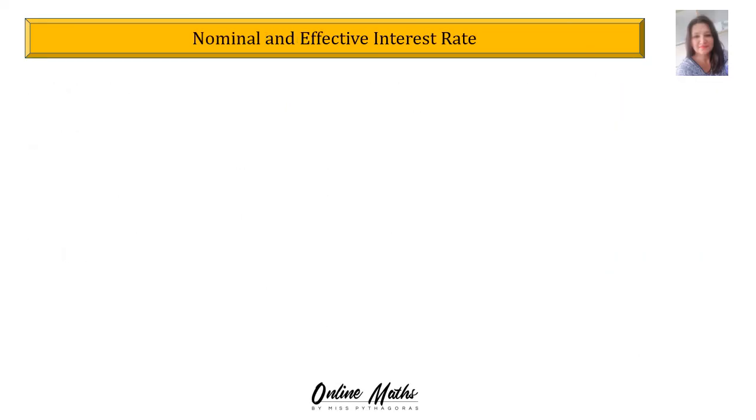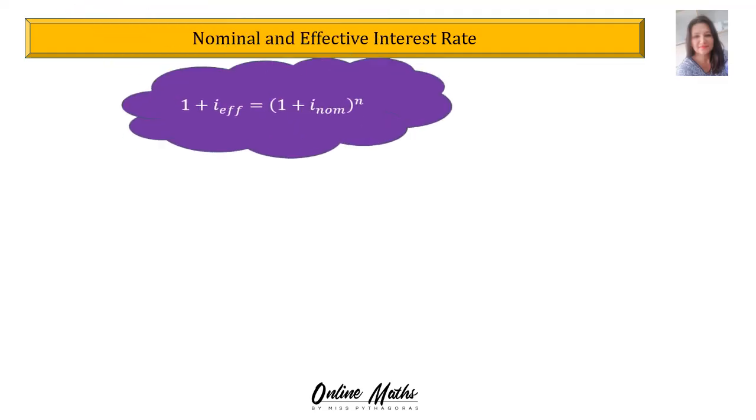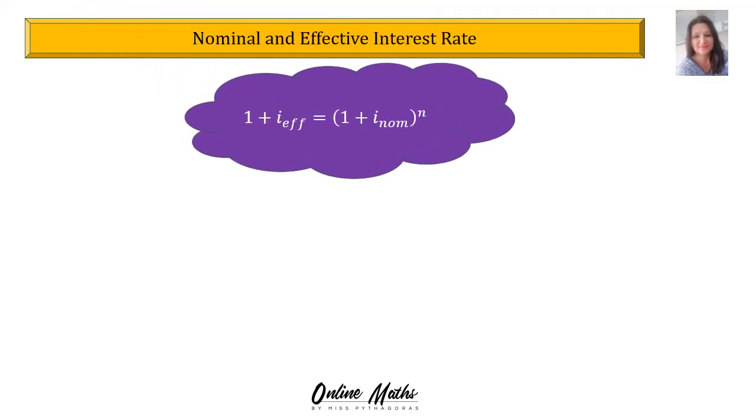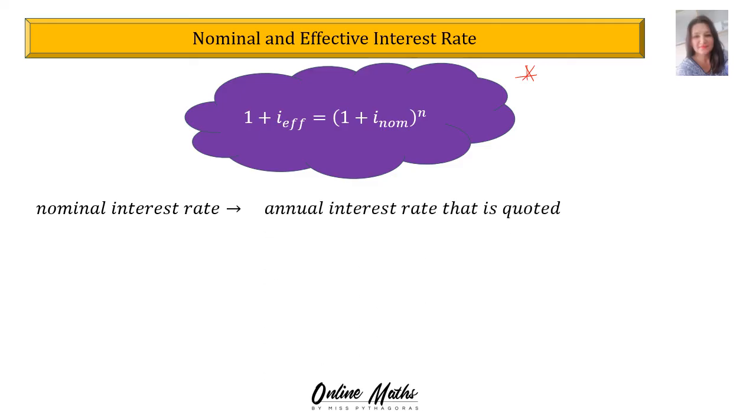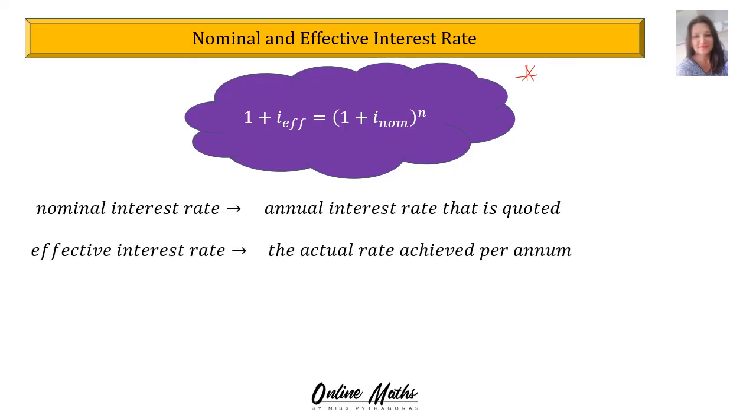Nominal and effective interest rate. And this is the formula that you will use to convert between effective and nominal interest rate. Please note, this formula is not on the formula sheet, so you have to remember this one. Nominal interest rate, that is the annual interest rate that is quoted. Annual means per year. Effective interest rate, that is the actual rate achieved per annum.